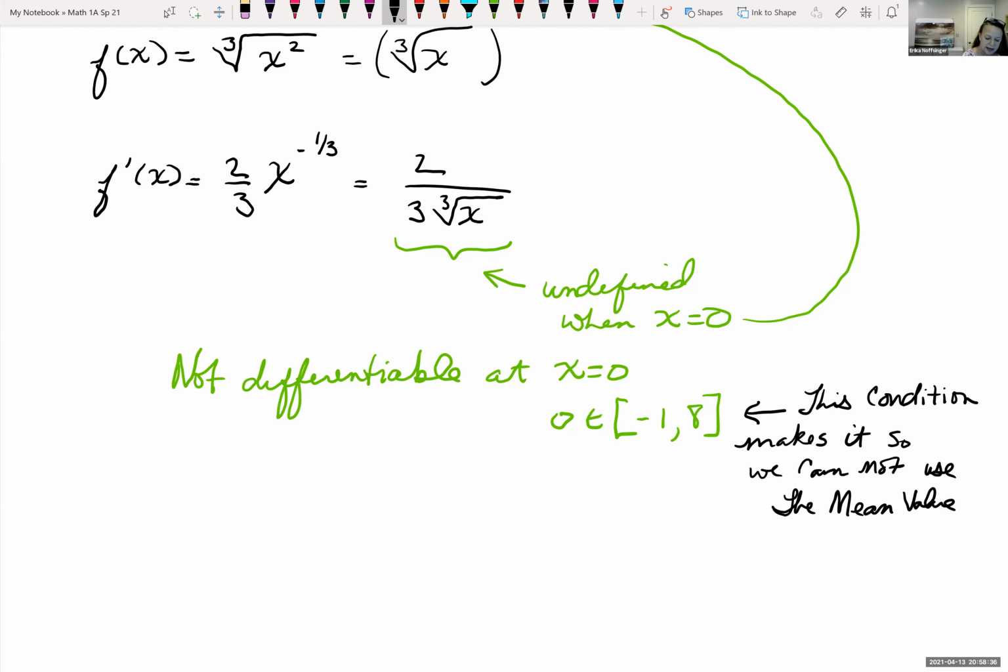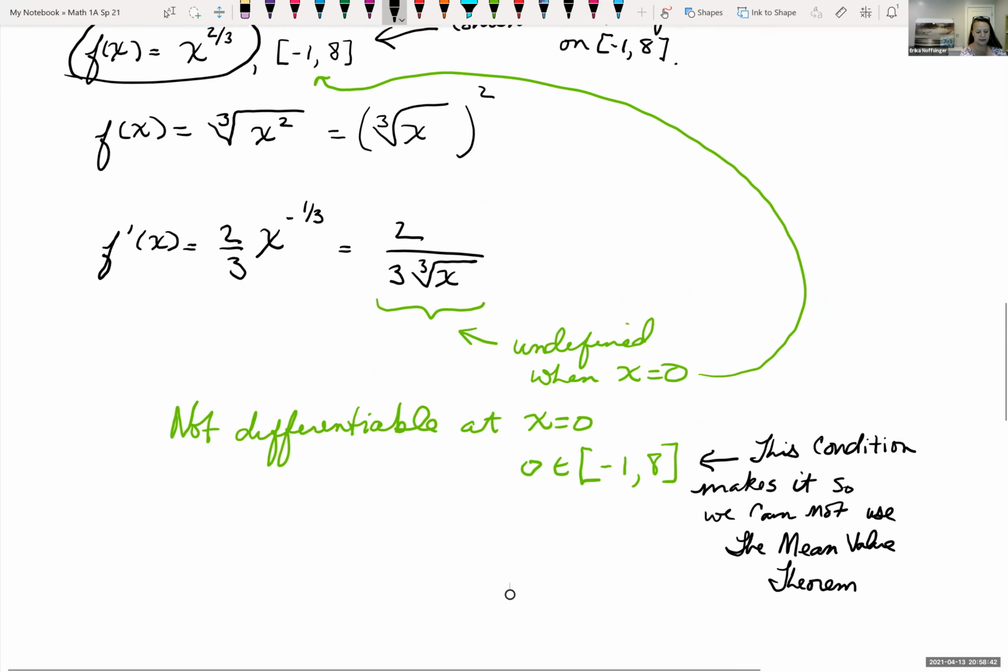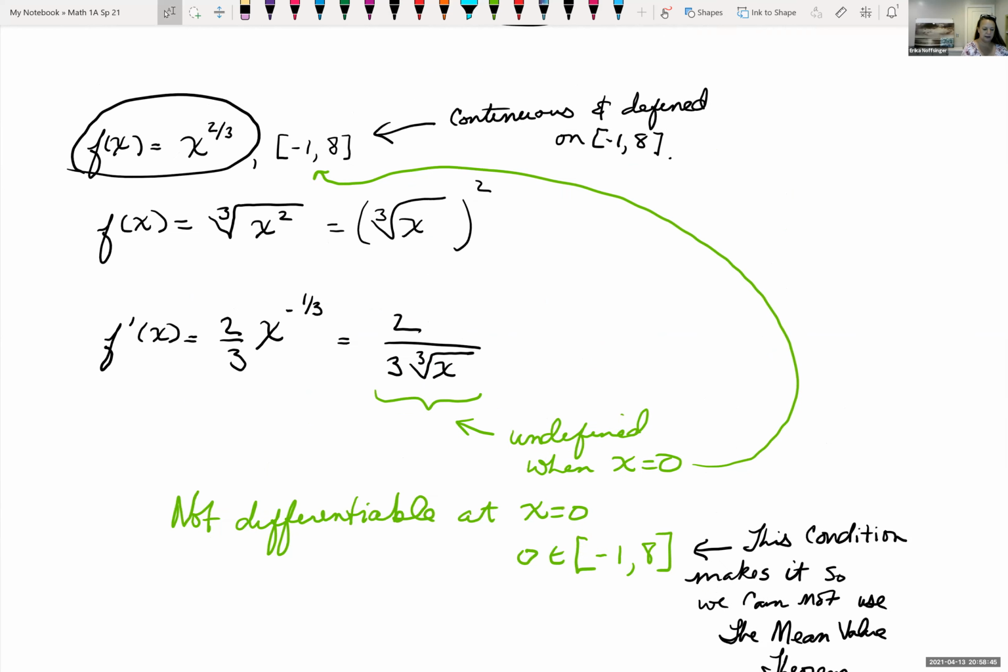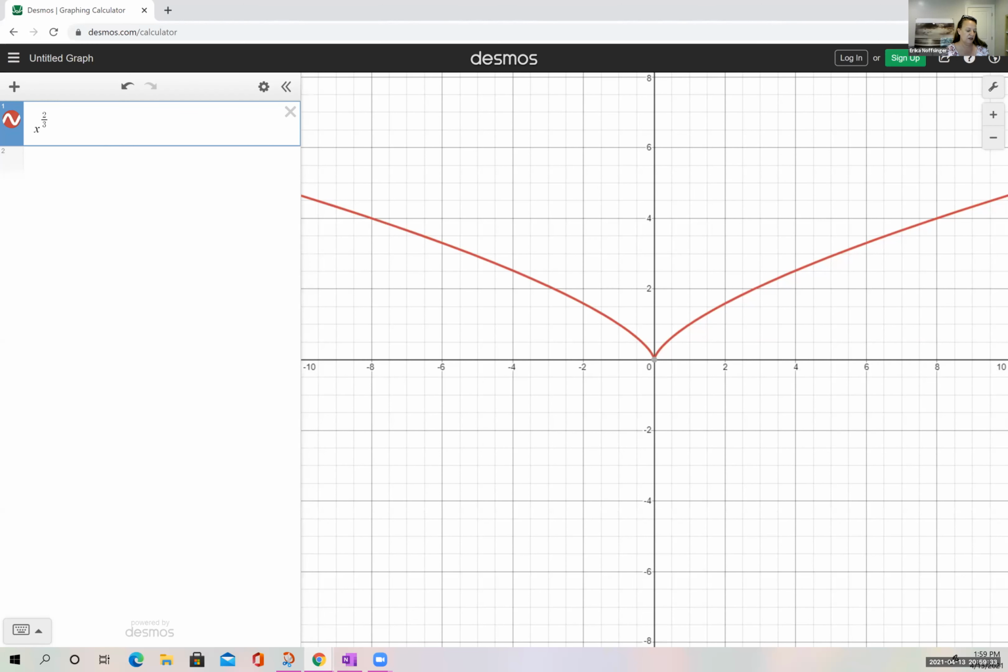If you looked at the graph of that, you're going to have a sharp corner there at x equals 0, when you graph f of x equals x raised to the 2/3 power. So if you graphed that original function, notice that it is continuous everywhere, but we have this sharp corner here, so it's not differentiable. The derivative on the left would be different than the derivative on the right. So it's not differentiable there, and that, again, is why the mean value theorem didn't hold.